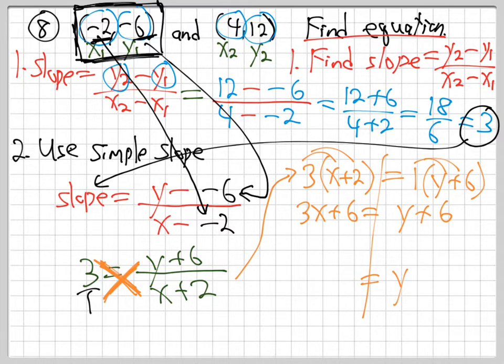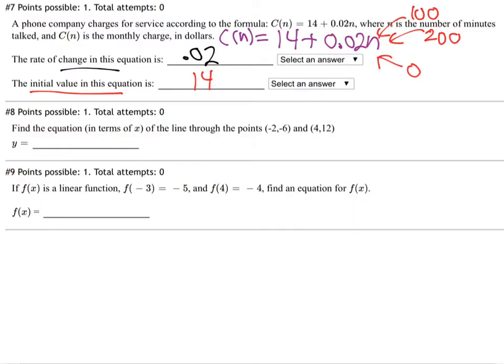So what do we do to get y alone? Subtract that 6. Boom. There it is. Oh, and it's just 3x, isn't it? The 6 just vanishes. Y equals 3x. There we go. Y equals 3x. Put in the answer. Y equals 3x. Now number 9.